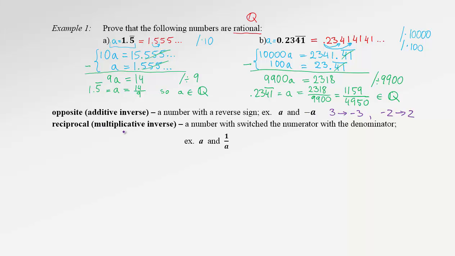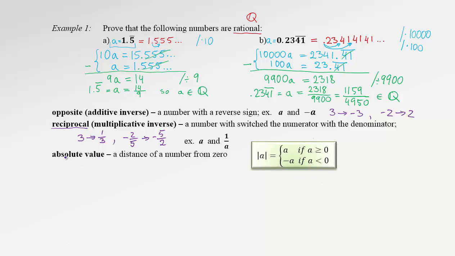While multiplicative inverse, which is also called reciprocal, is obtained by flipping the number, by reversing the numerator and denominator. So, for example, the reciprocal of 3 would be 1/3, and the reciprocal of negative 2/5 is negative 5/2. So here we do not change the sign. What we do change is numerator with denominator. They get flipped. And if we multiply two reciprocals, two multiplicative inverses, we end up with 1. For example, 3 times 1/3 is 1. A times 1 over A is 1.